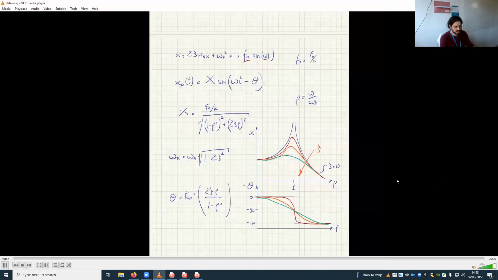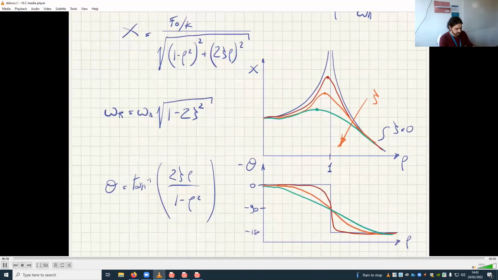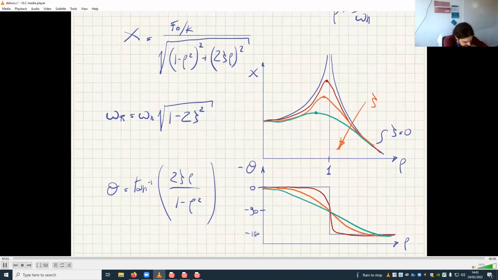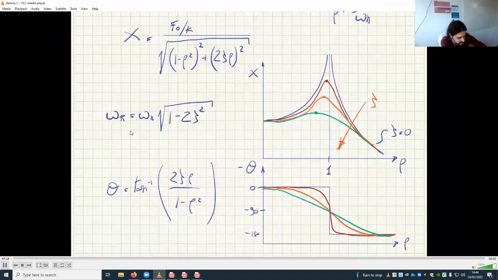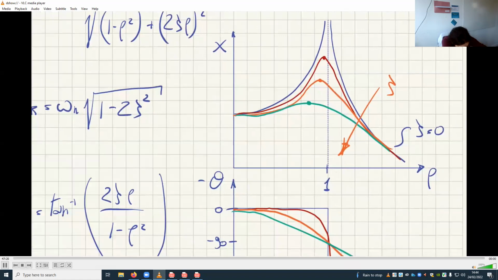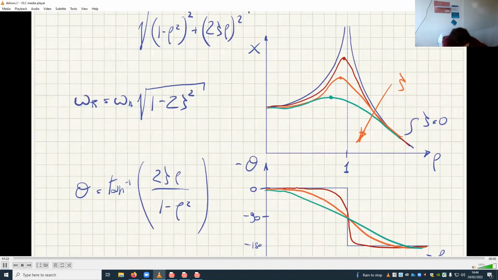Well, if you look at what I've drawn here, it says that we have 90 degrees, see, 90 degrees, 10 millimeters at 100 hertz. So I suggest that we are here. I suggest that we are here. Okay, we are not at the maximum, we are not at the peak, but we are very close.